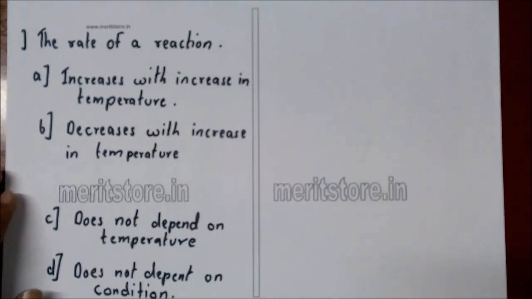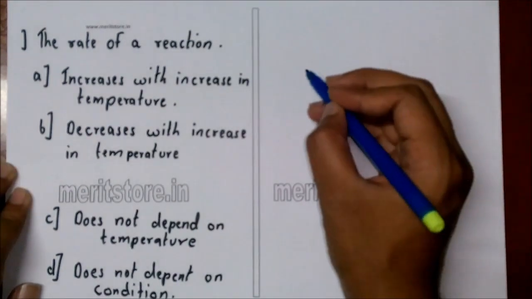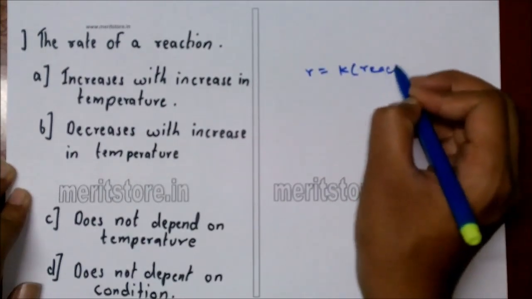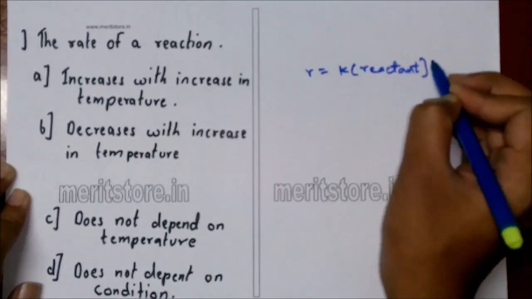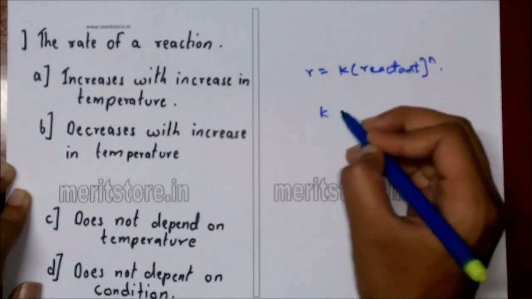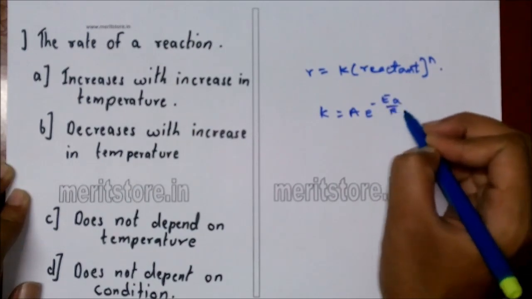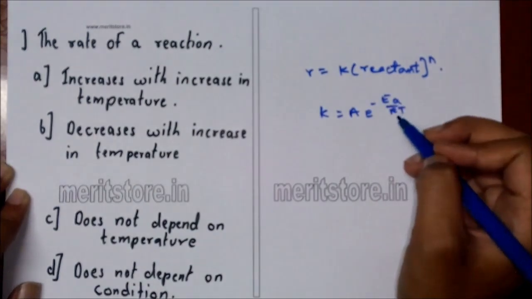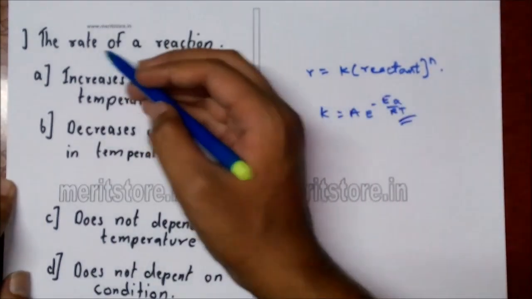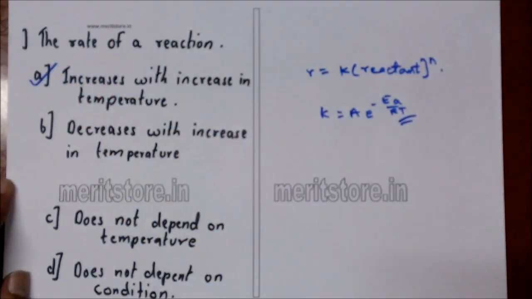So for our given reaction, when both rate and rate constant increase with temperature, R is equal to K[reactant]^n, where R is the rate, K is the rate constant. So K is equal to A e^(-Ea/RT), where Ea is the activation energy. As both are dependent on temperature, the rate of the reaction increases with increase in temperature. Option A is the correct option.